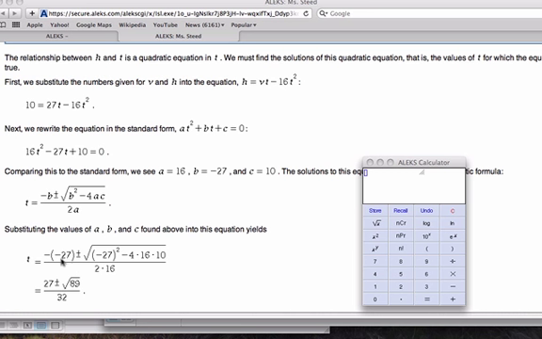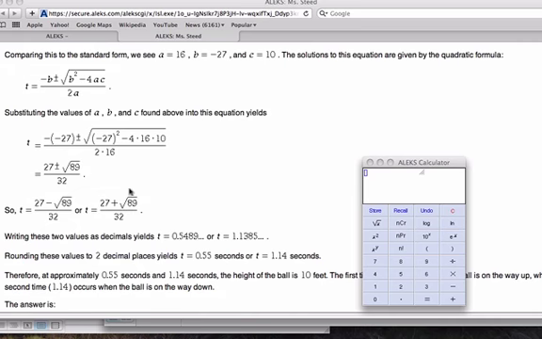So here we can see we're taking the opposite of negative 27, so that's going to give us a positive 27. And then when we take the negative 27 and square it, subtract 4 times 16 times 10, that gives you the square root of 89. Okay, and then this will give us a 2 times 16, or 32, in the denominator. Now at this point, we're going to separate these into our two problems, one with the minus and one with the plus, and plug these into our calculator.